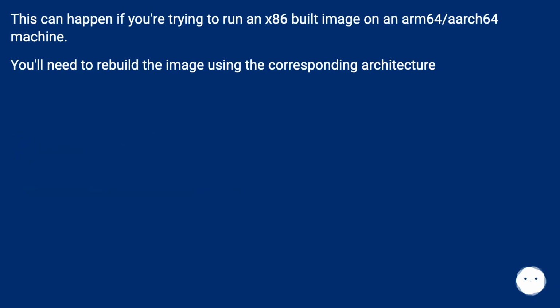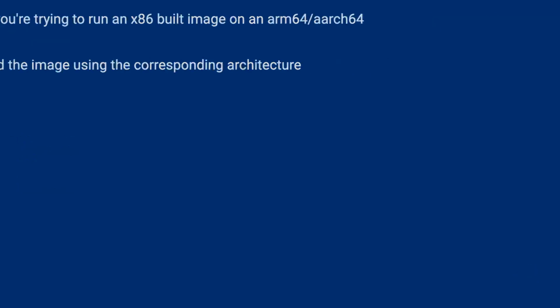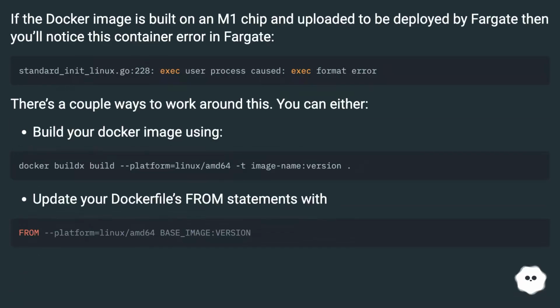This can happen if you're trying to run an x86 built image on an ARM64/AArch64 machine. You'll need to rebuild the image using the corresponding architecture. If the Docker image is built on an M1 chip and uploaded to be deployed by Fargate, then you'll notice this container error in Fargate.